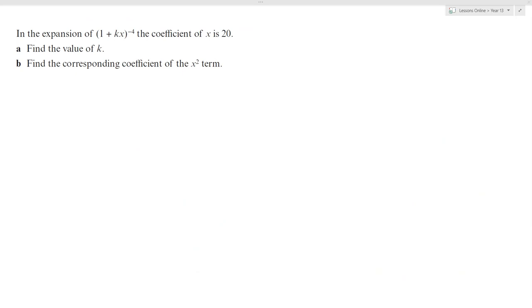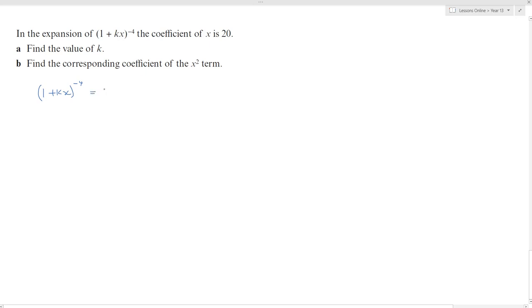And finally, expand 1 plus kx to the power of minus 4. The coefficient of x is given as 20. Find the value of k and find the corresponding coefficient of the x squared term. Feel confident, hit pause, expand that, find k, and then find the coefficient of the x squared term. And then once you've done that, have a check here to see if the answer is correct.